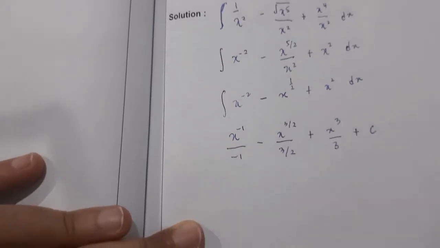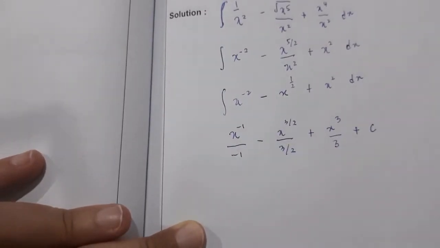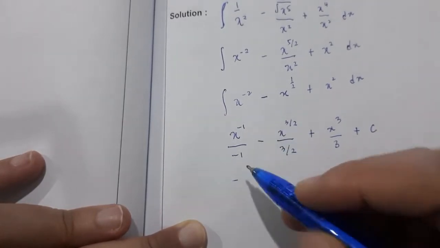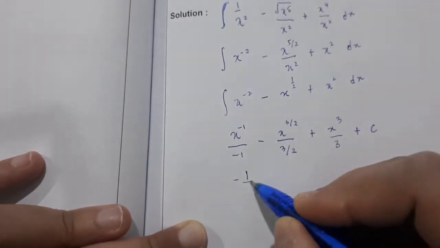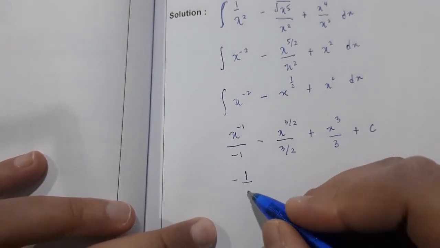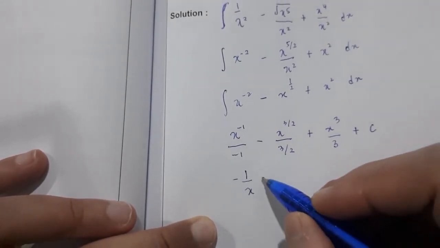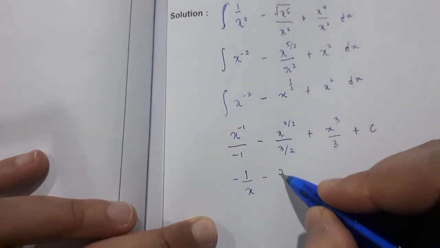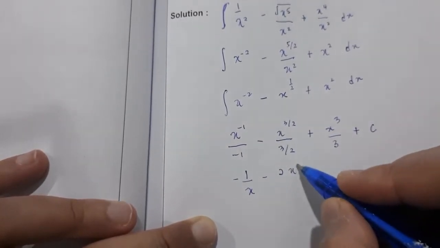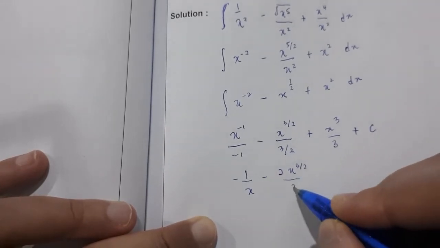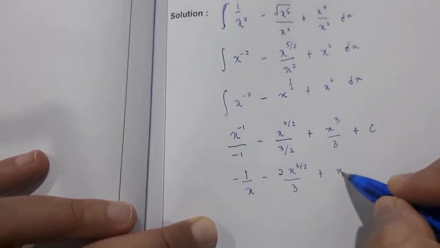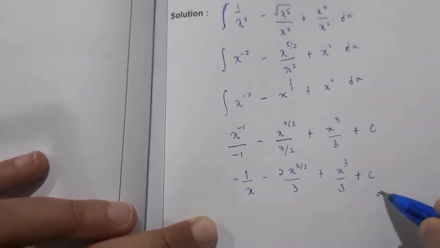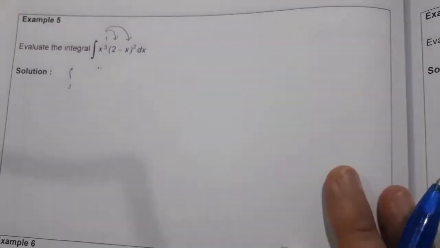We can simplify the answer. Negative x power negative 1, bring down, we get negative 1 over x, minus, over 3 over 2, bring to 2, x power 3 over 2 over 3, plus x power 3 over 3, plus c. So this is the final answer.